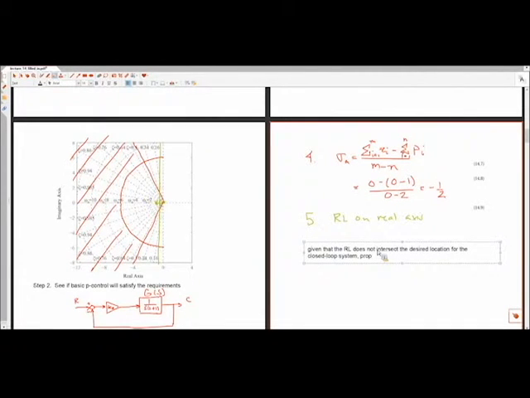So given that the root locus does not intersect the desired location for the closed loop system poles, proportional control is insufficient to meet design criteria.